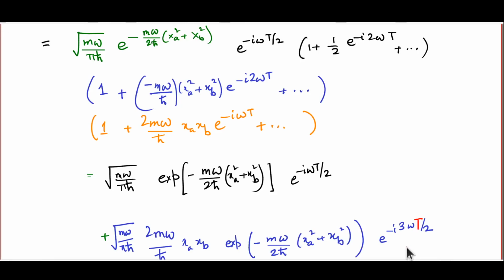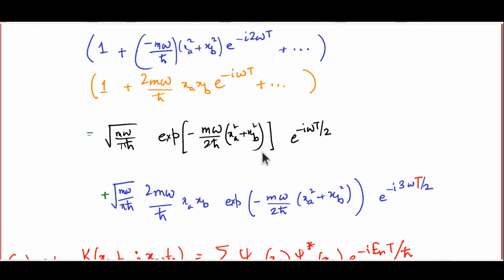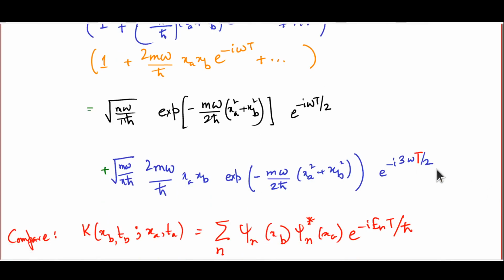Of course, you have higher and higher order terms, and it might be a good idea to try to figure out the next term in the expansion. Of course, that's going to be e to the minus i 5 omega T by 2, where you have to take this term with 2 ones, then this term also with 2 ones, and so on. Now, of course, this is not the end. There are other terms beyond this. But let's just compare what we have got with the spectral representation.